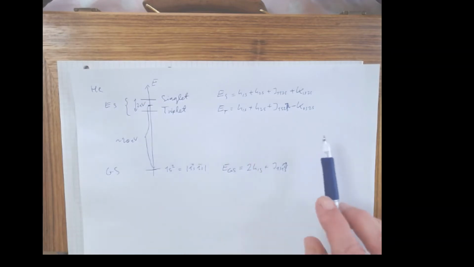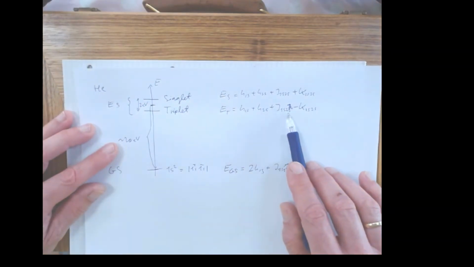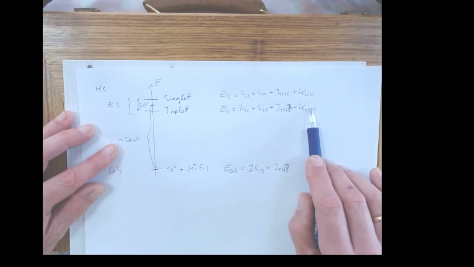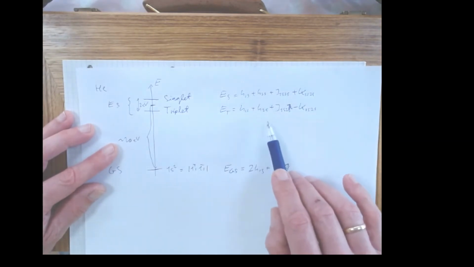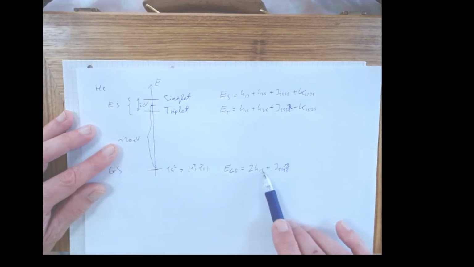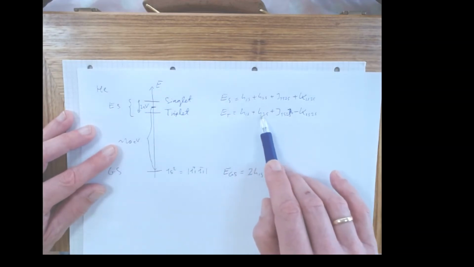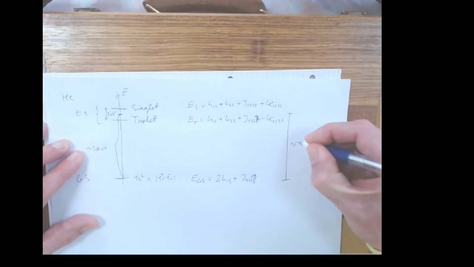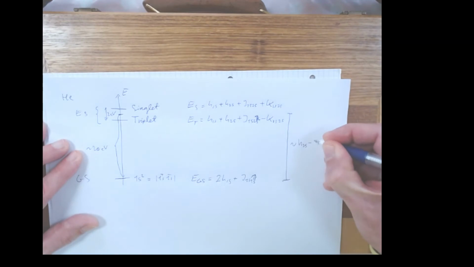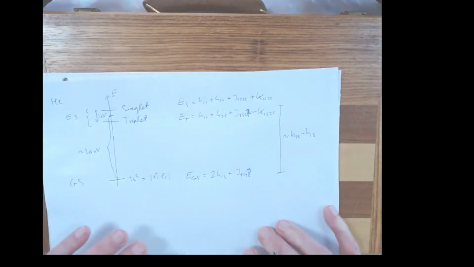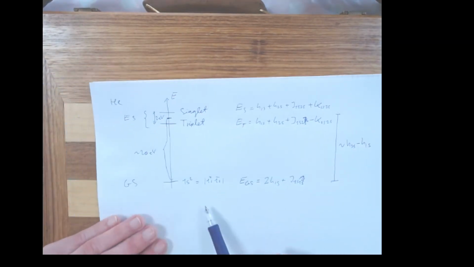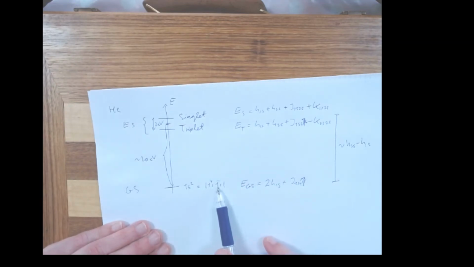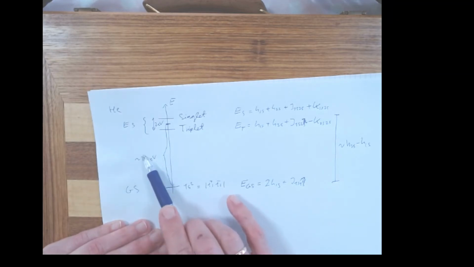In fact, the price here, apart from small differences due to these terms here, is that we replace 2h_1s by h_1s plus h_2s. So this difference here is roughly h_2s minus h_1s. So that is the price you have to pay by replacing a 1s spatial state by a 2s spatial state. That's a price of the order of 20 eV.